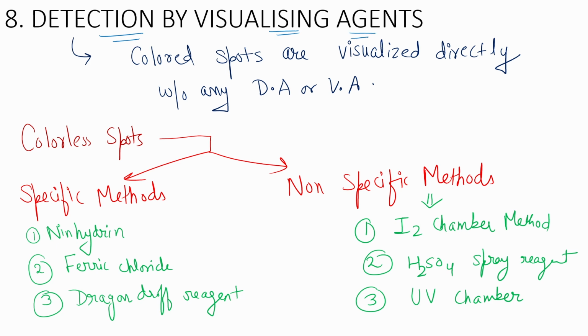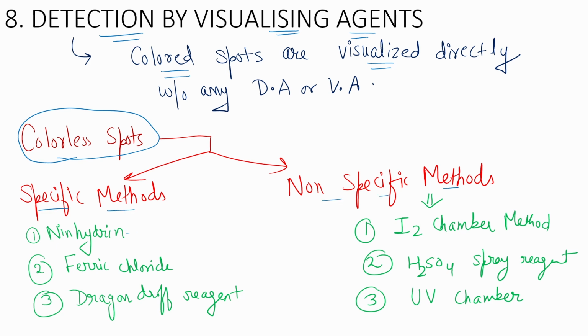Detecting agents or visualizing agents are the agents, substances or solutions which are used to see the spots on the TLC plate. If the spots are colored in nature, we can directly visualize them without using any visualizing or detecting agent. But in case we have obtained colorless spots on the TLC plate which cannot be directly visualized, we can use either a specific method or a non-specific method.